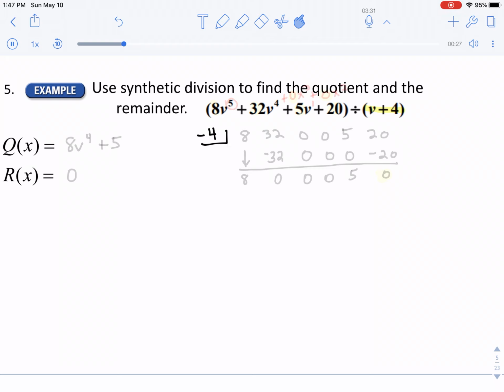All right, next thing we want to do is to look at the polynomial and to determine whether or not we have all the exponents that we need. So we've got 8v to the 5th, so our first exponent is a 5. Our next one's a 4. Notice there's no exponent for cubed. So we're going to put plus 0x cubed, and then there's no x squared, so we're going to put plus 0x squared, and then we've got 5v to the first, plus 20, and that's v to the 0. So we're good to go. Those should be v's instead of x's, but I'm not going to worry about that right now because we don't need them until the end.